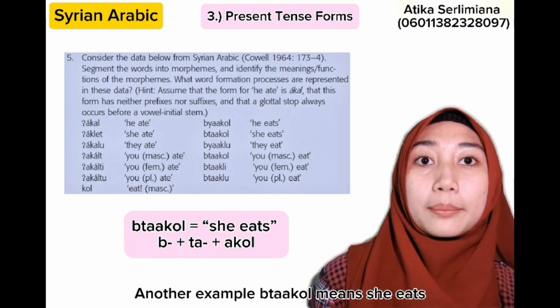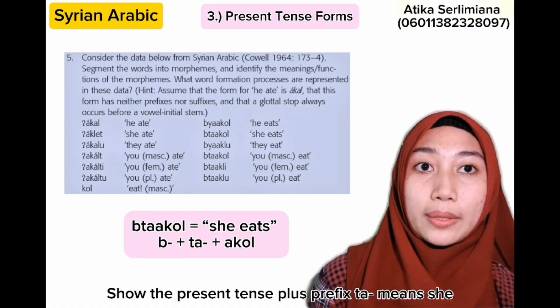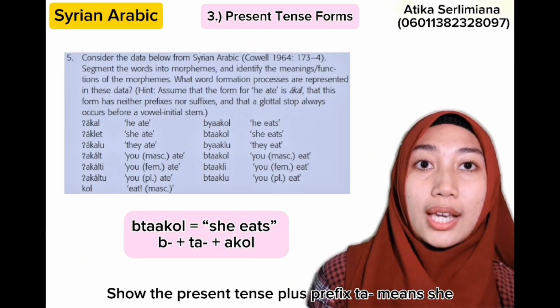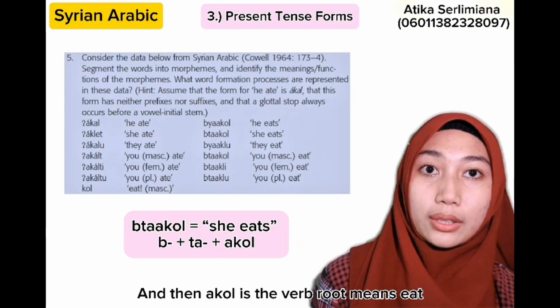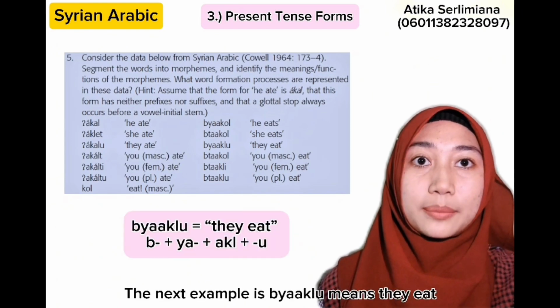Another example, betakul means she eats. The prefix be shows the present tense, plus prefix ta means she, and then akul is the verb root, means it. The next example is biaklu, means they eat.